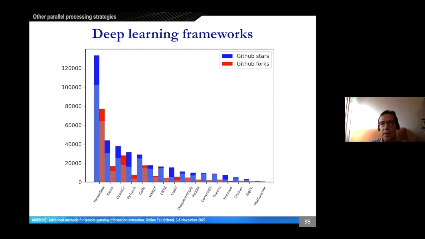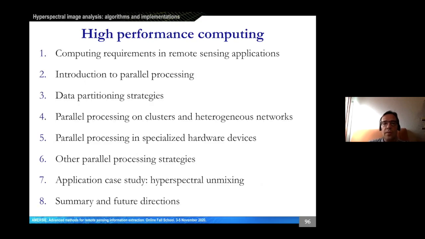I know deep learning is everywhere. We are all doing deep learning, but somehow I think we are forgetting about other algorithms that can be applied in some cases. We don't need to resort always to a deep learning framework to solve a problem, not only in remote sensing, but also in other fields.